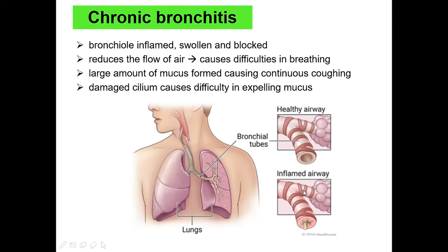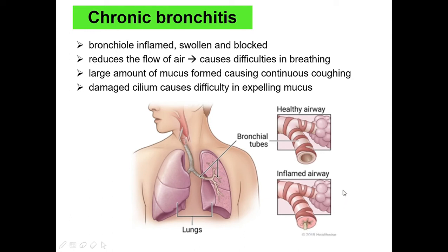Okay, the second disease is chronic bronchitis. This disease mainly affects the bronchioles. So in a person with chronic bronchitis, the bronchioles are inflamed, swollen and blocked. So this will reduce the flow of air and cause difficulties in breathing. The inflamed bronchioles in a patient with chronic bronchitis produce a large amount of mucus.